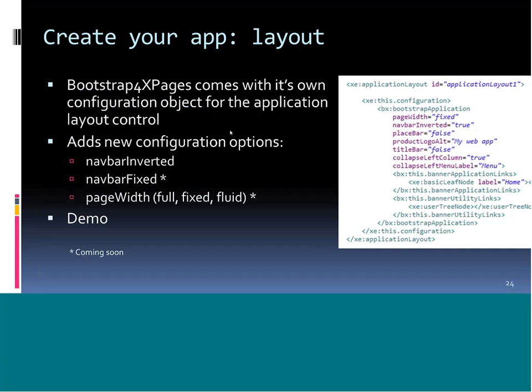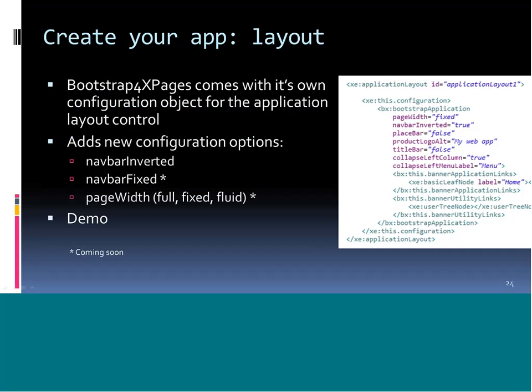The page I just showed you is kind of plain. It kind of misses the look and feel that you see on all Bootstrap pages. So what we can do is create a layout, and the application layout control that's in the extension library comes with its own configuration object for the Bootstrap properties. So what we did in the plugin is we created a new configuration object that you can enable in the application layout control that you can use to set all kinds of Bootstrap properties.